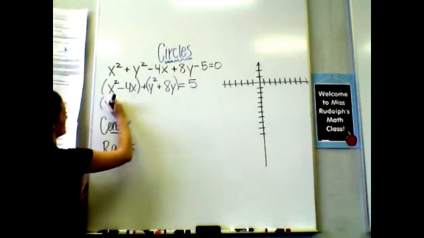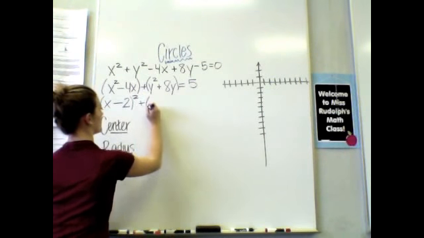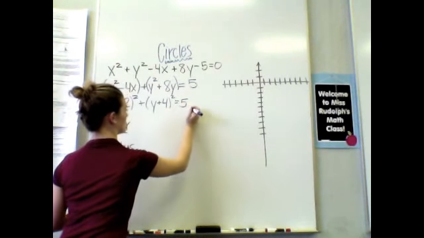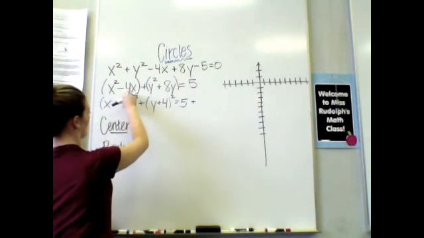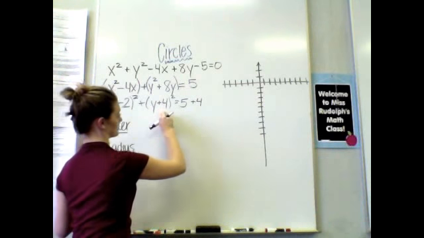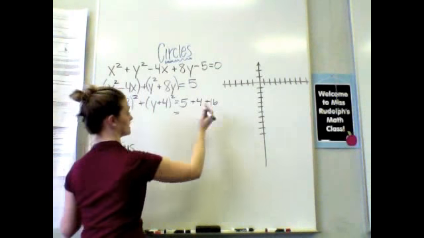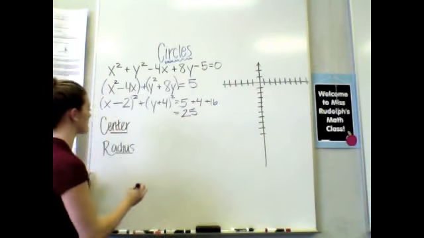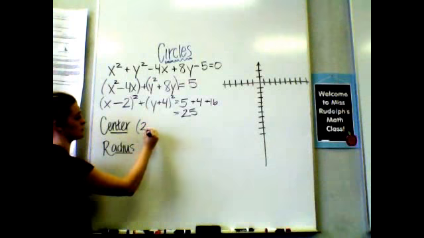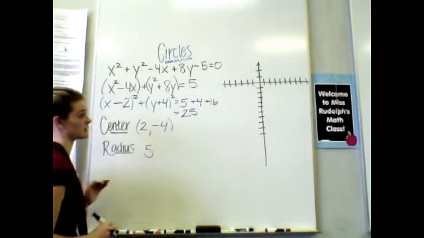Alright, so now, the completed square of this: half of my value 2 is 1, and I'm squaring it. Half of my value of 8 is 4. That was half of my 8, and now I'm squaring it, so 4 squared is 16. So now, 5 plus 1 is 6, and 6 plus 16 is 25. So, by completing the square twice, I've now found my center. My center is going to be 2, negative 4. My radius is going to be 5, because 5 squared is 25.